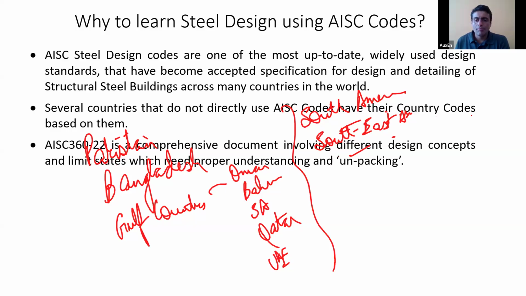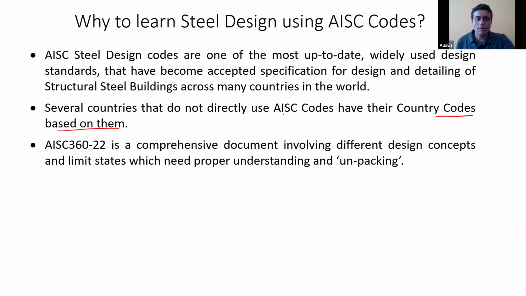For example, many of these Gulf countries that I just named have some sort of building manual or building code, where they will say that steel design has to be done as per AISC or concrete design has to be done as per ACI, like that. Understood? Even though they may not be referring directly to AISC, they will have their country codes based on them.